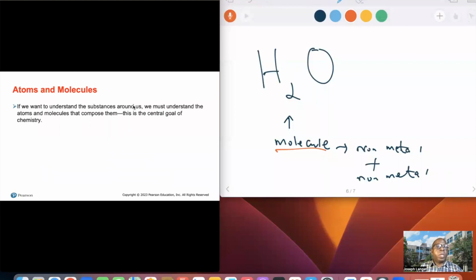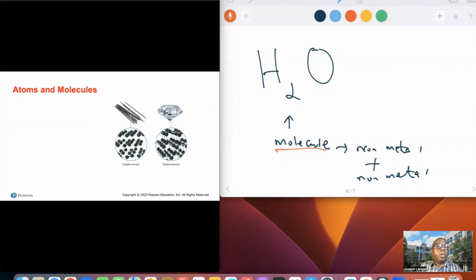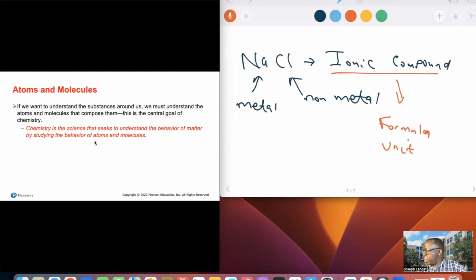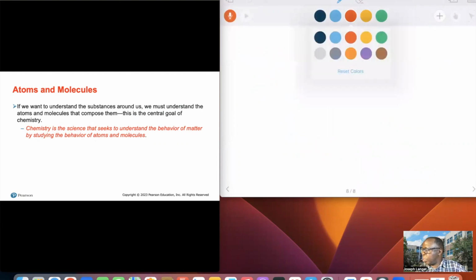So if we want to understand the substances around us, we must understand the atoms and molecules that compose them. That is the central core of chemistry. And basically, chemistry is the science that seeks to understand the behavior of matter by studying the behavior of atoms and molecules. Sometimes you may see chemistry defined differently. Let me just define this.